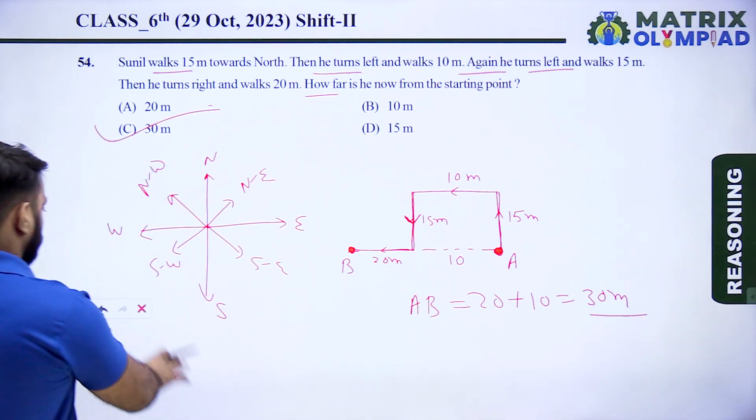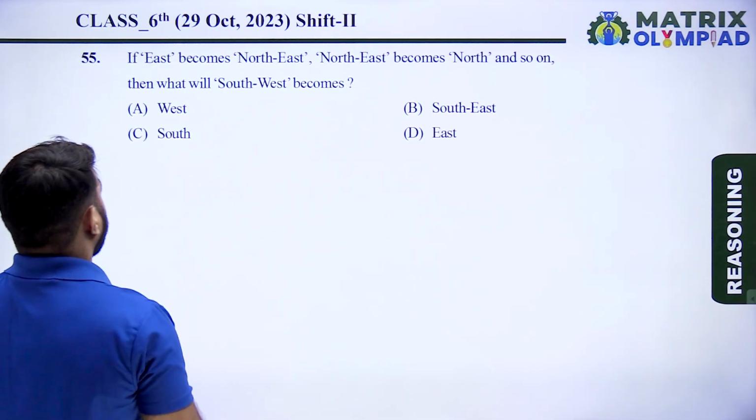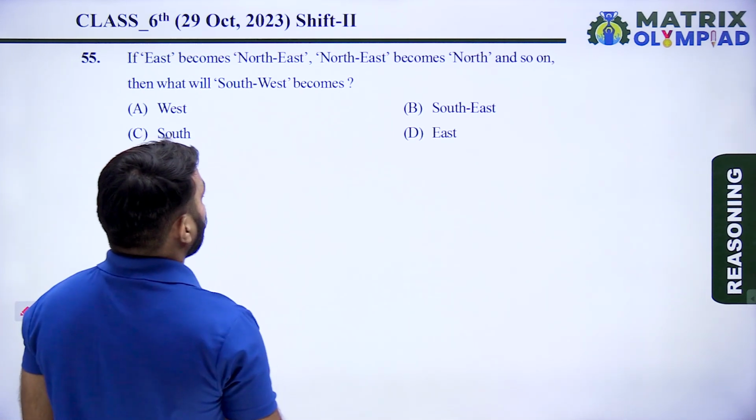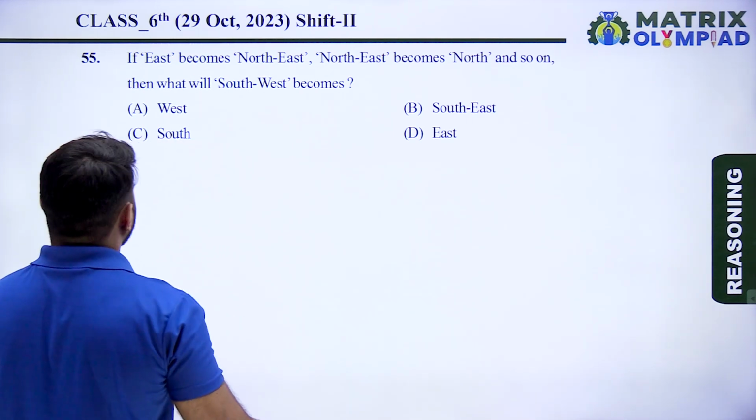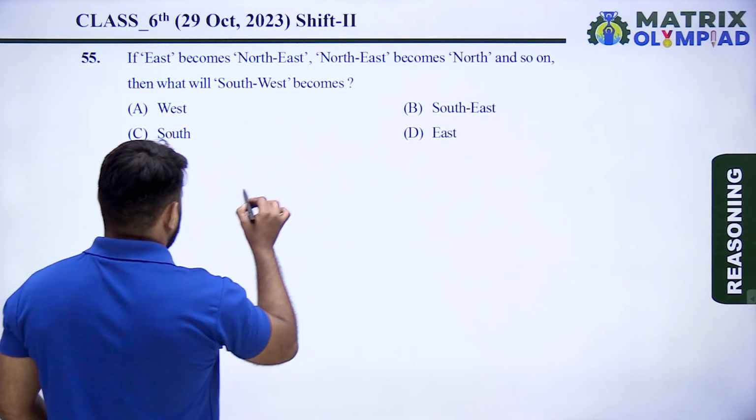So let's move on to the next question. The next question is question number 55. If east becomes northeast, northeast becomes north, and so on, then what will southwest become?